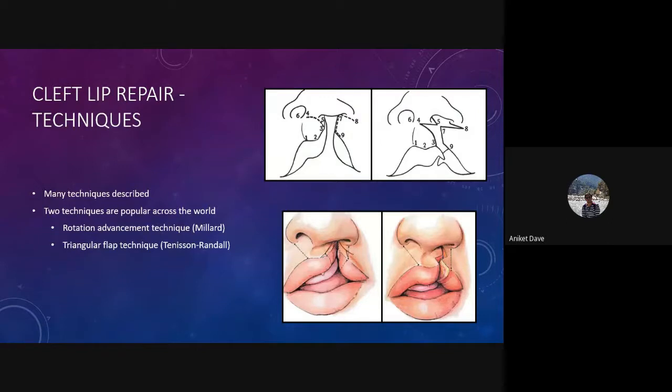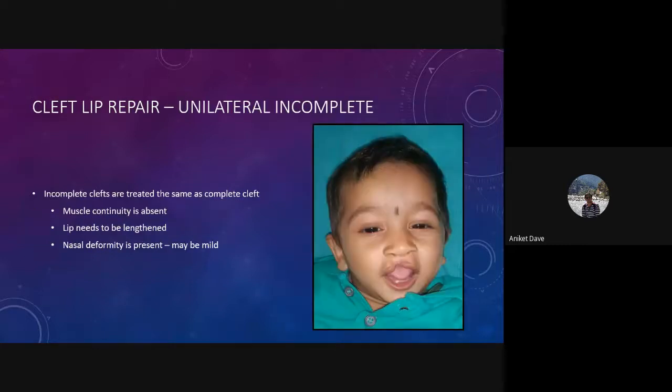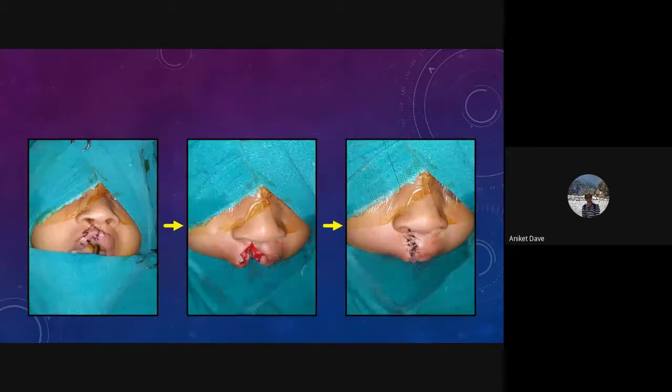So for cleft lip surgery, there are two techniques which are very popular across the world. These have been given by Millard and the other one by Tennison and Randall. We follow both of them as and when required. And an incomplete cleft of the lip is also supposed to be treated exactly like a complete cleft, because even though the deformity appears lesser from the outside, inside the muscle continuity is absent and the muscle is still abnormal, and the lip is also short. So this has to be treated exactly like a regular complete cleft of the lip.